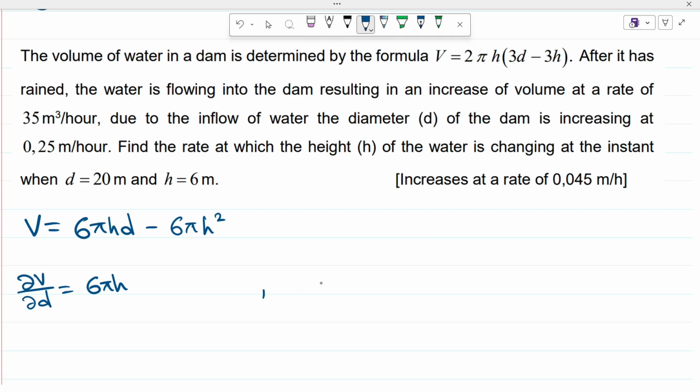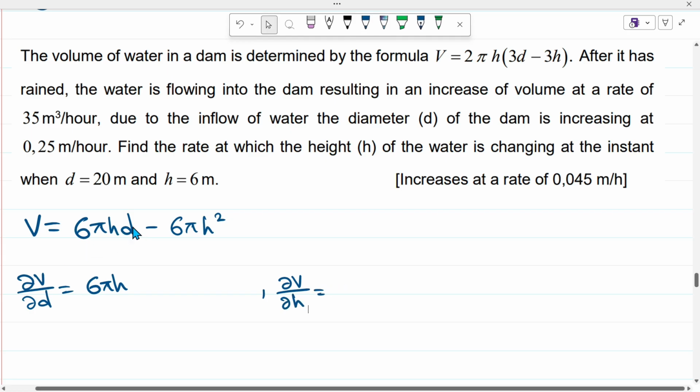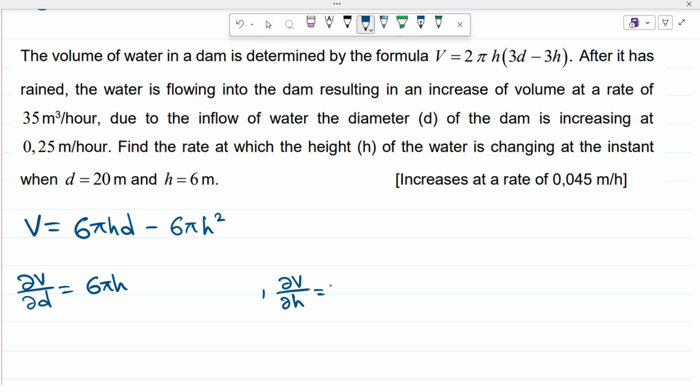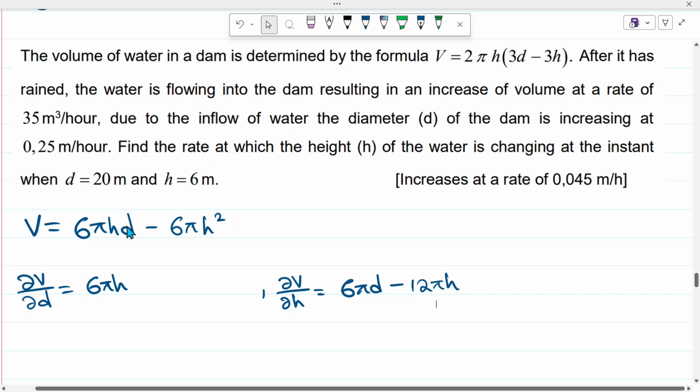And then we differentiate again with respect to h. The partial derivative of V with respect to h, when we differentiate this with respect to h, we get 6 pi d minus 12 pi h. So we get 6 pi d minus 12 pi h when we differentiate V with respect to h.